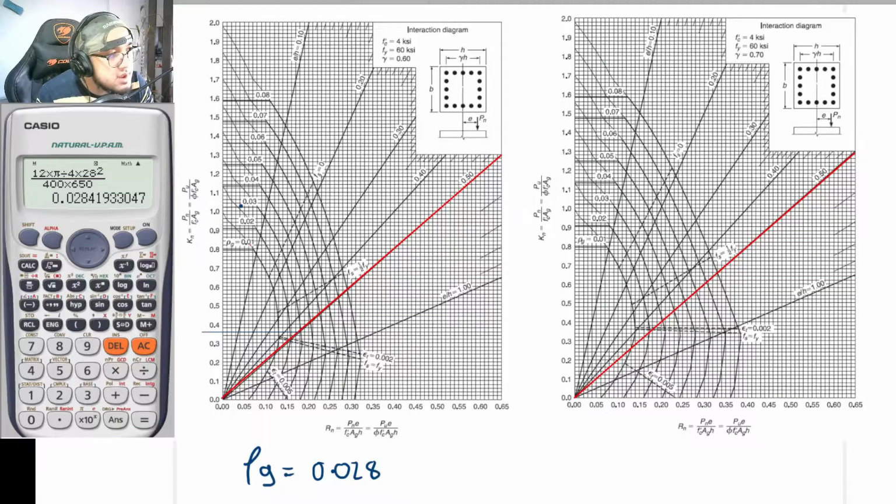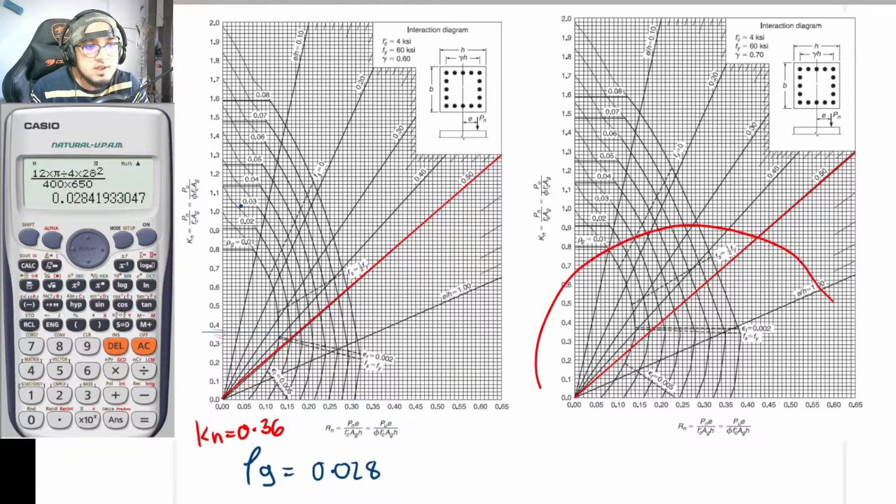Then, our value now of Kn, so what is this? Wait, I'm getting dizzy. So, if this is to be 0.3, this is to be 0.32, this is to be 0.34, this is to be 0.36. So, with that, our Kn here is 0.36. So, what about this graph?